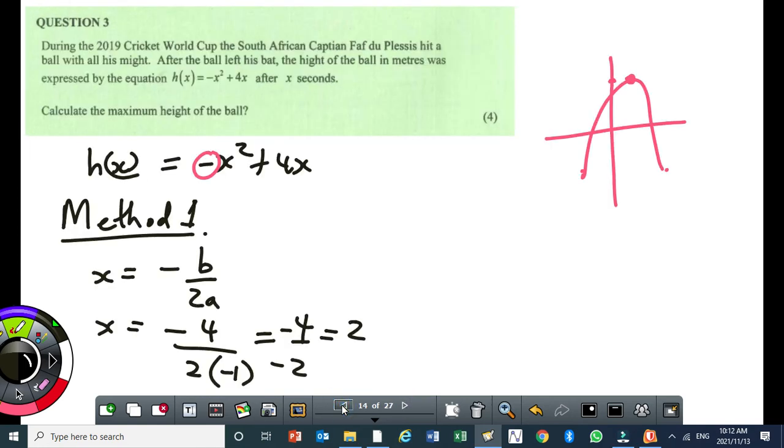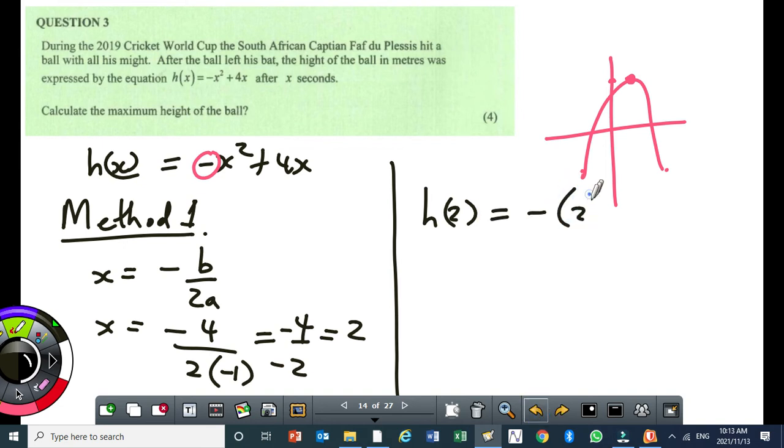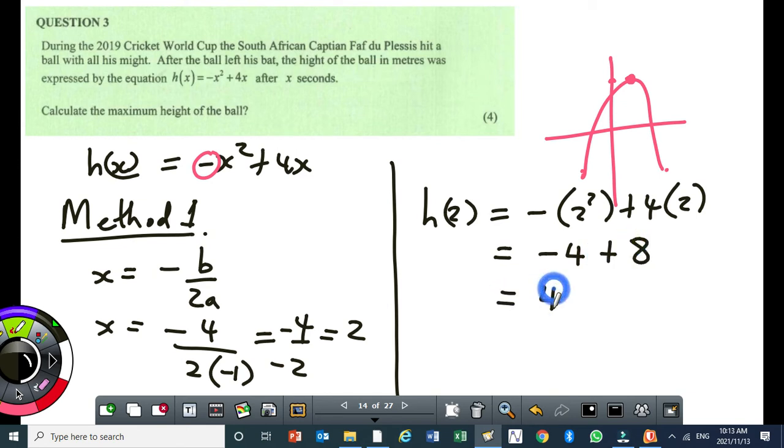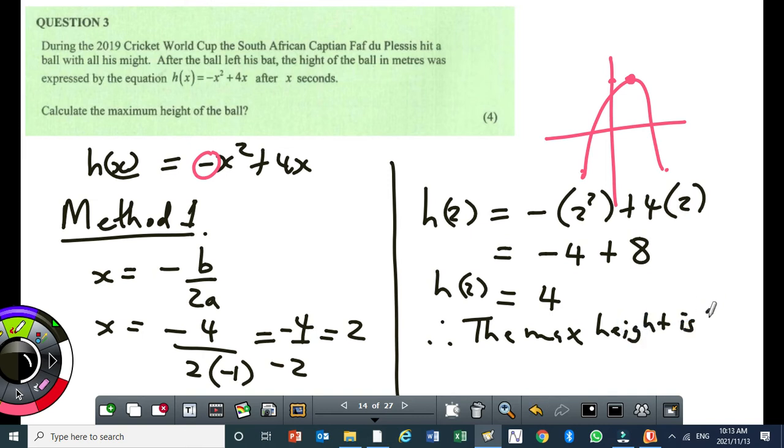Okay? Then we substitute that x value now into that expression. So h of 2 will be equal to minus 2 squared plus 4 times 2. So this will give you minus 4 plus 8. You will get positive 4. Therefore, the maximum height is 4 meters.